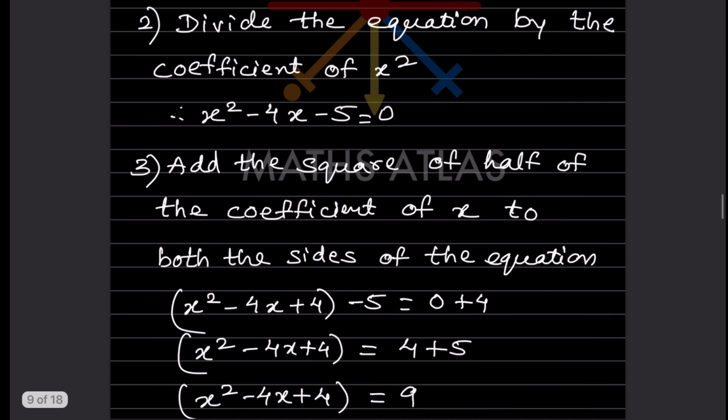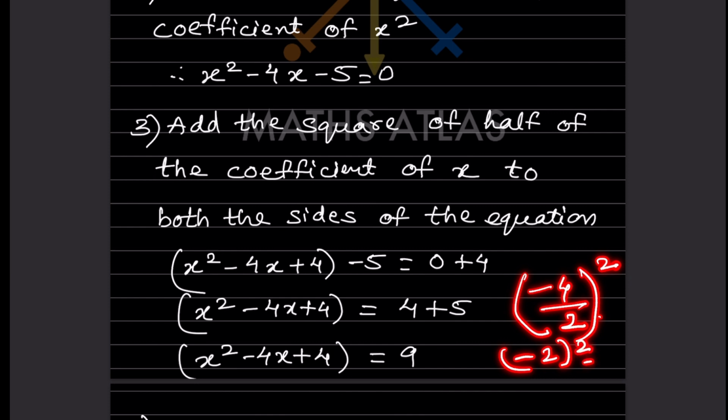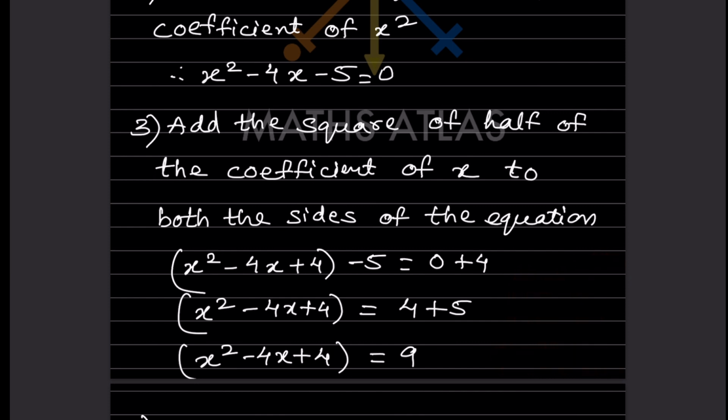So now what to do? Add the square of half of the coefficient of x. So what is the coefficient of x here? Coefficient of x is minus 4. So you are going to add half of minus 4, that is going to be just minus 2. The square of that, minus 2 square, is 4. So what will you do here? Add it on both the sides of the equation. So what will you write here? x square minus 4x plus 4, and this minus 5 as it is. And on the right hand side also you are going to add that plus 4.